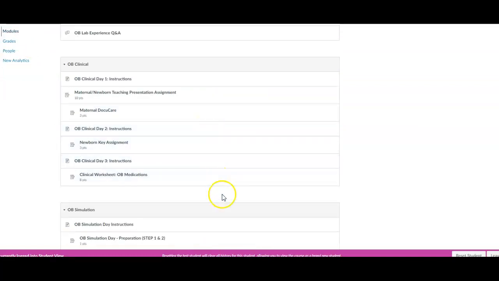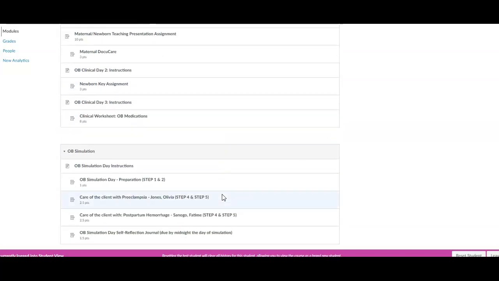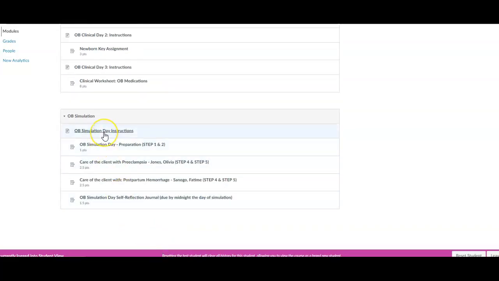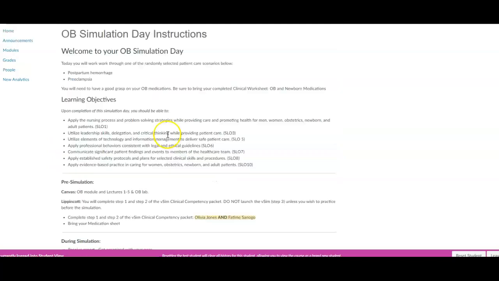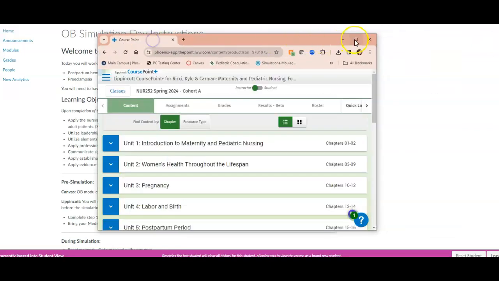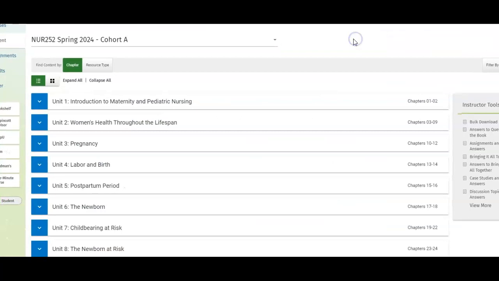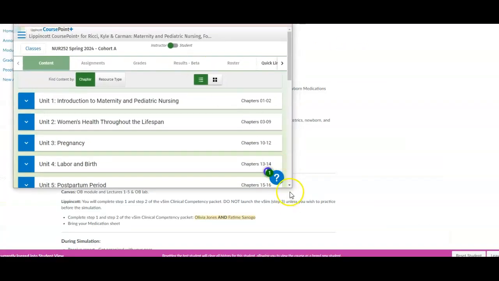All right. Next, let's go ahead and talk about your OB simulation. Your OB simulation is broken up into a couple of steps. The instructions are outlined here, and one of the things we especially want to highlight is what we talked about in your orientation for your didactic. When you are in the course and preparing for this assignment, you want to ensure that you are logged into the correct area.